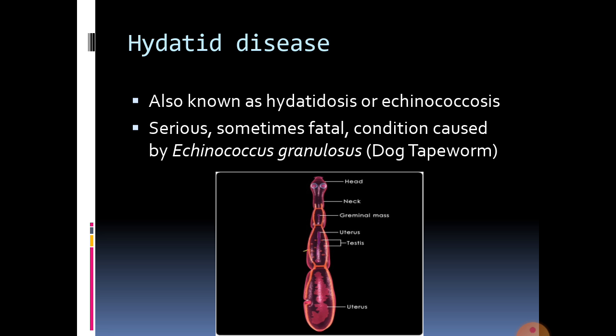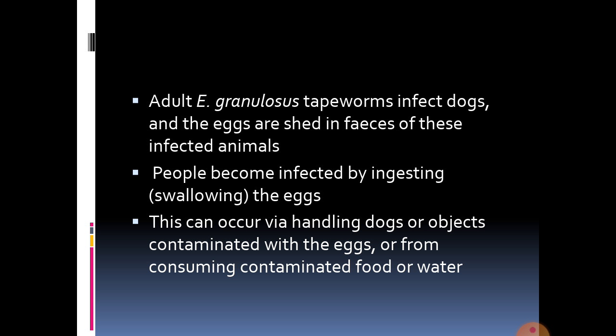Hydatid disease, also known as hydatidosis or echinococcosis. It is a serious, sometimes fatal condition caused by Echinococcus granulosus, also called as dog tapeworm. Adult Echinococcus granulosus tapeworms infect dogs and the eggs are shed in feces of these infected animals. People become infected by ingesting or swallowing the eggs.